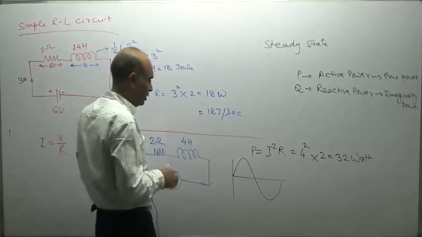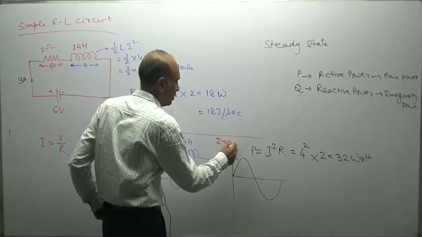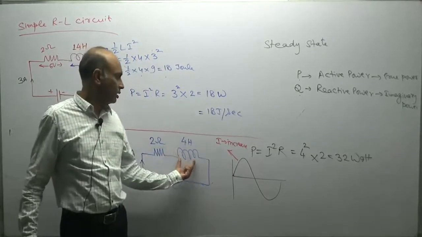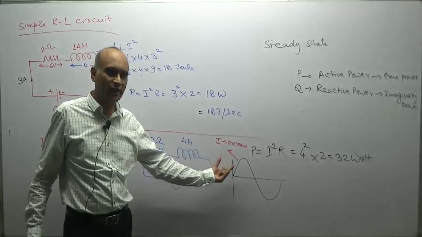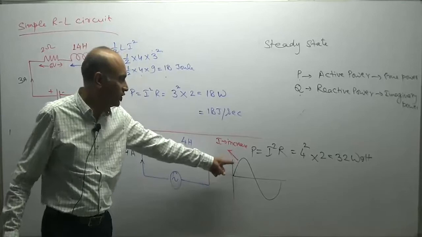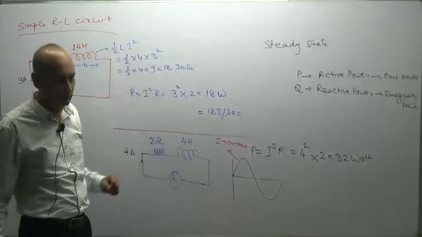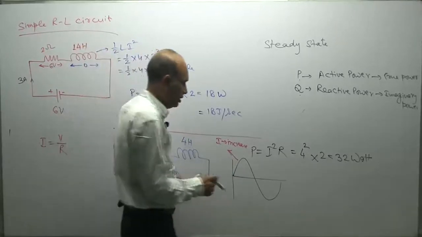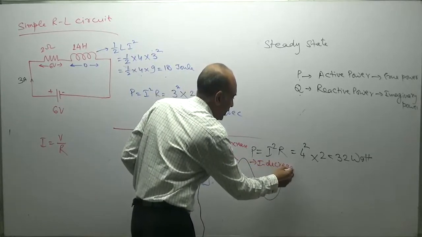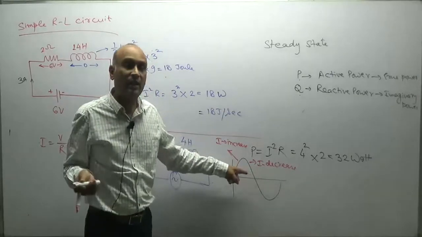So in the first quarter cycle, current is increasing. When current is increasing, this inductor will store the energy, right? This is the formula. And in the next quarter cycle, current will decrease. Current will decrease means the inductor will release the energy.